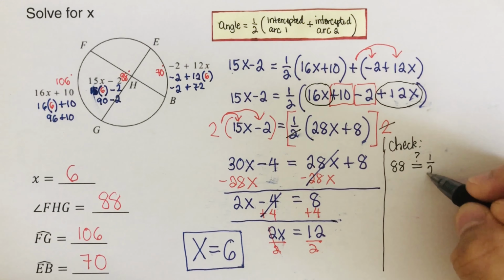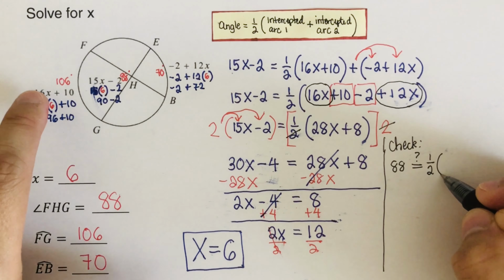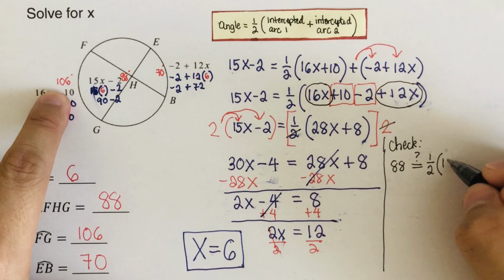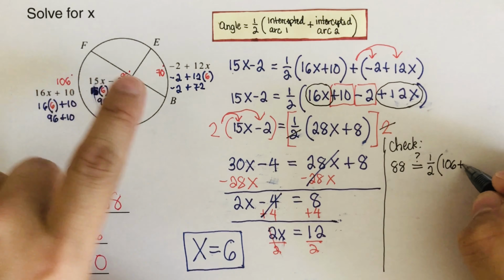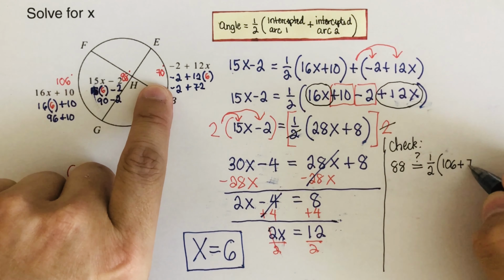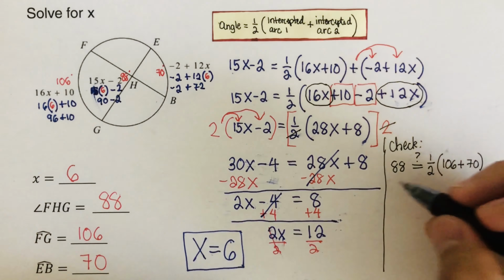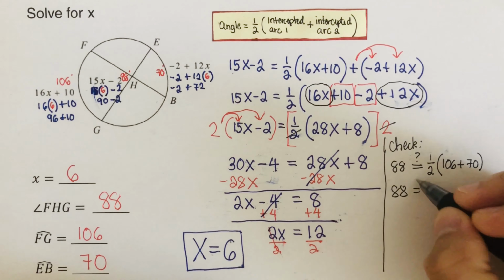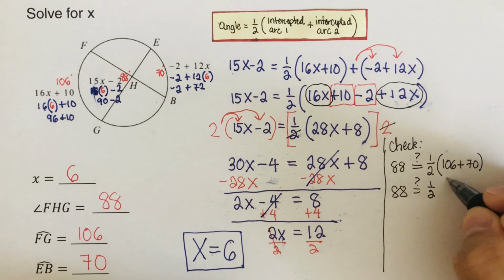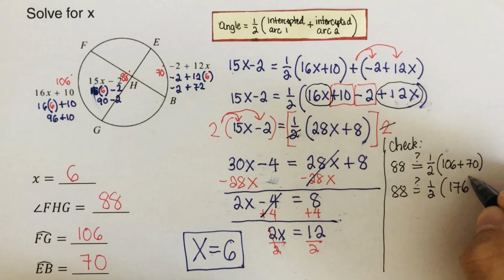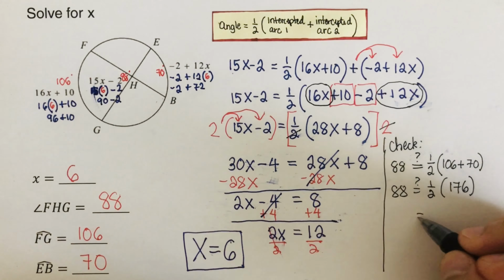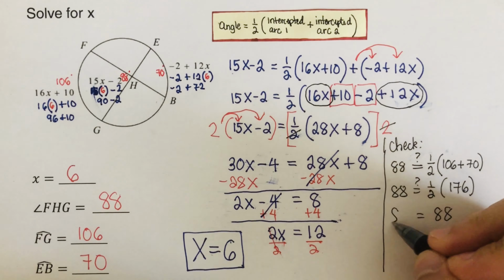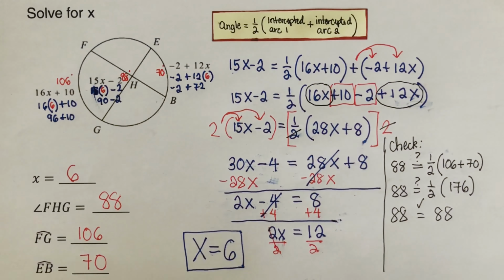That would be 1/2 of the first arc, 106, plus the other arc, 70. So then we go ahead and add those two. We're not sure of that one yet. So that's 1/2 of 176, and 1/2 of 176 is 88. So then 88 is equal to 88. So then our x is correct.